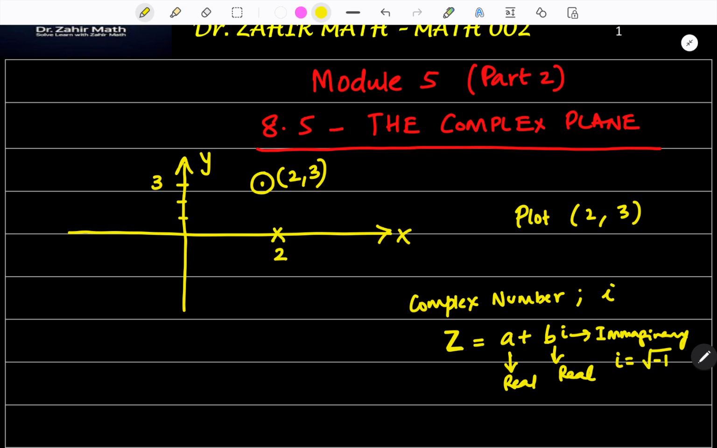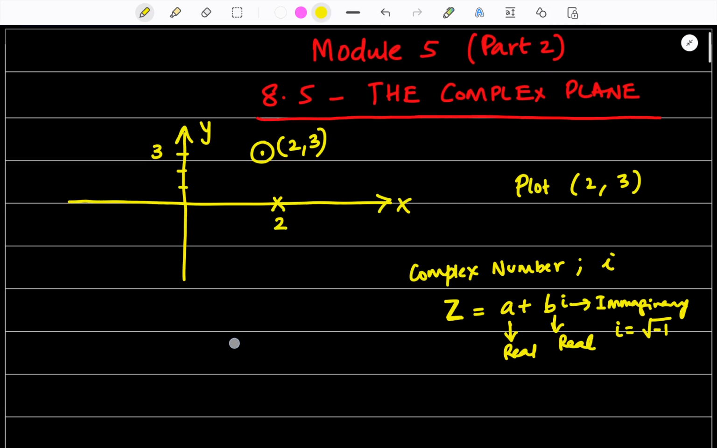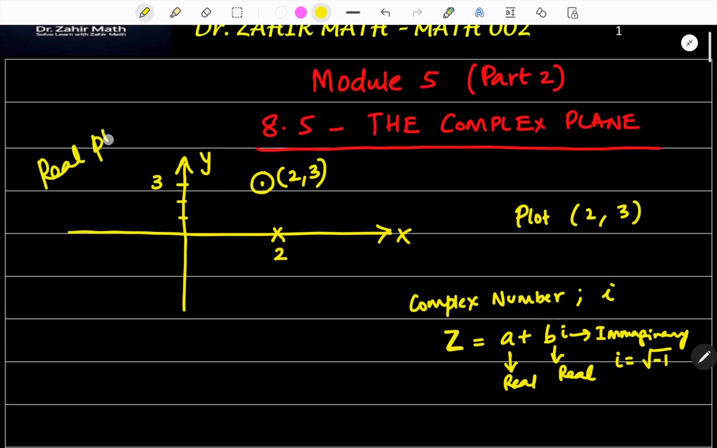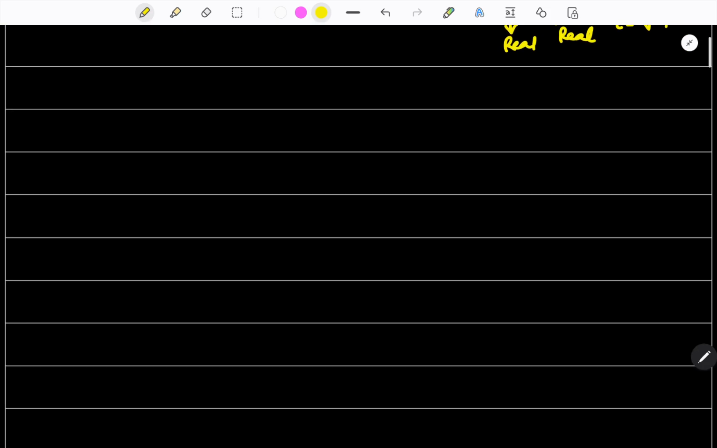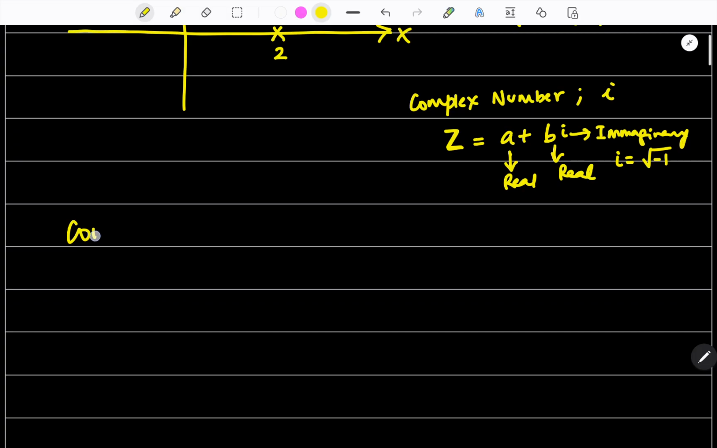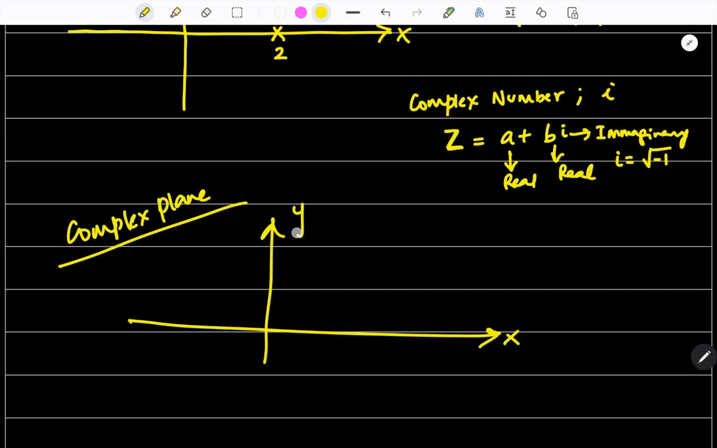Right. Now, this is called what? The real plane. Let us go with the imaginary plane, the complex plane. So what do you mean by complex plane? The complex plane is the same x-axis and y-axis. Suppose you have a point z equals 2 plus 3i. This can be represented as the ordered pair (2, 3). So it means the point (a, b) in the coordinate plane, right?